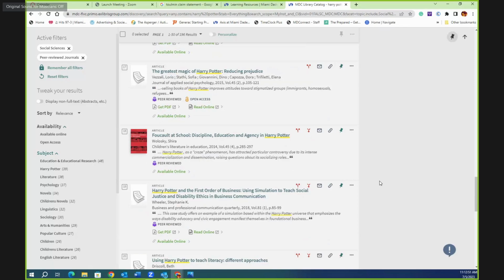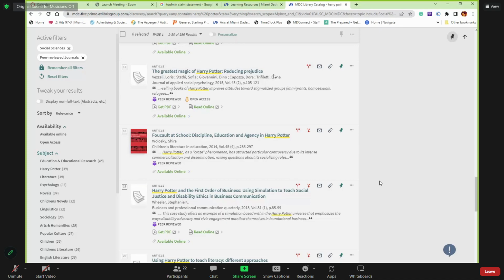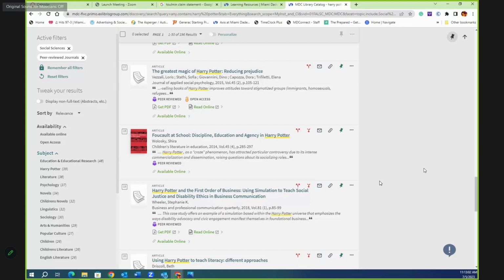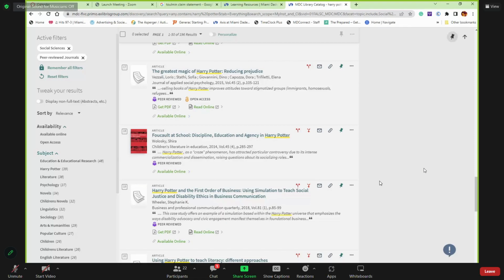I recently, was it last year? I finally got a paper on Hagrid. I hadn't had a paper on Hagrid in a really long time. I had a student write a paper about Hagrid. She just loved Hagrid, and she wrote this really nice paper about him and why he's important in the text.